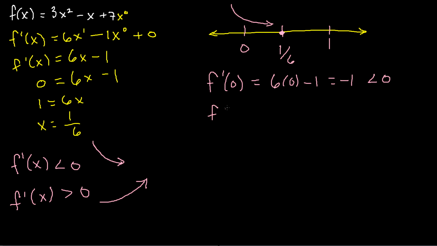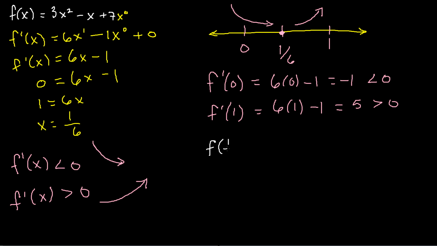And then we try the 1. So f prime of 1 is going to be equal to 6 times 1 minus 1. 6 times 1 is 6, minus 1 is 5, which is greater than 0. And that is just going to be moving up from left to right after this turning point. All right, so now that we know that it's the minimum, what we're going to do is substitute it back. So we're going to substitute it on f this time.